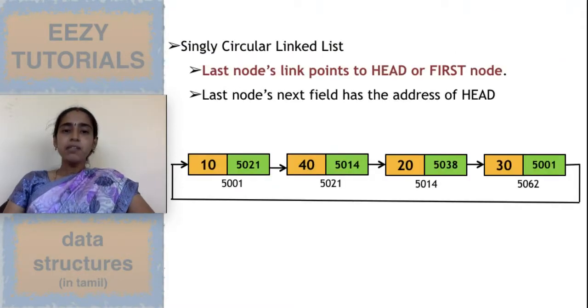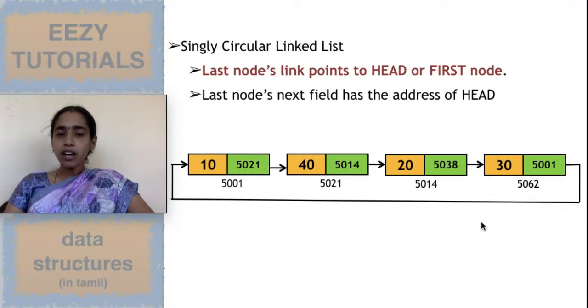The second type is the singly circular linked list. So the last node's link will be pointing to the first node. The first node is pointing to the next, the second node is pointing to the third, the third is pointing to the fourth, and this fourth node is the last node. Instead of having null, I will be having the first node's address. My first node or head node address is 5001. That will be in the last node's next part. So circularly it will be going, it will not be ending. So this is the singly circular linked list. Fine.